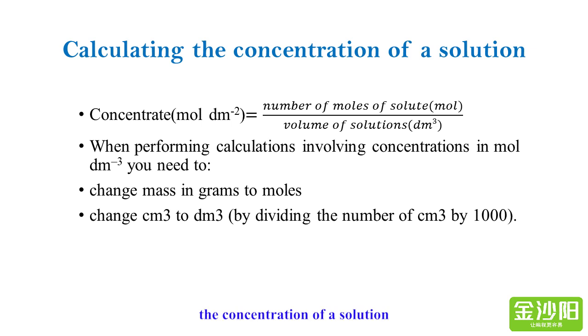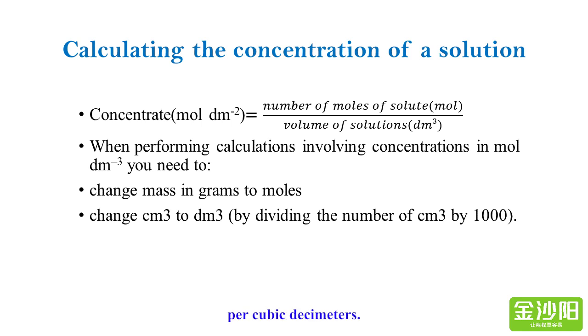The concentration of a solution is the amount of solute dissolved in a solvent to make 1 cubic decimeter of solution. The solvent is usually water. There are 1,000 cubic centimeters in a cubic decimeter. When 1 mole of a compound is dissolved to make 1 cubic decimeter of solution, the concentration is 1 mole per cubic decimeter.